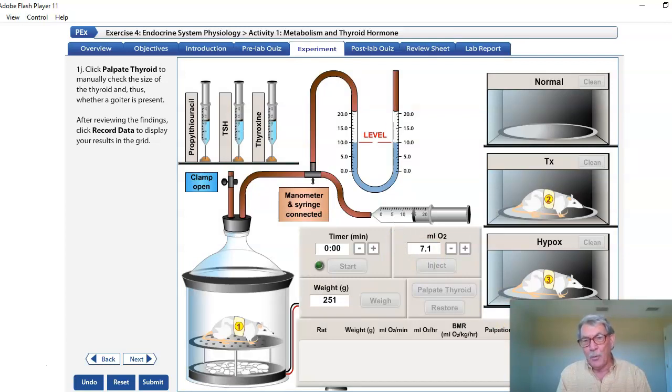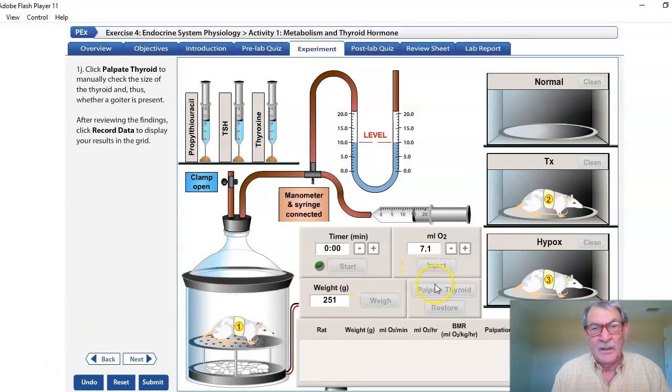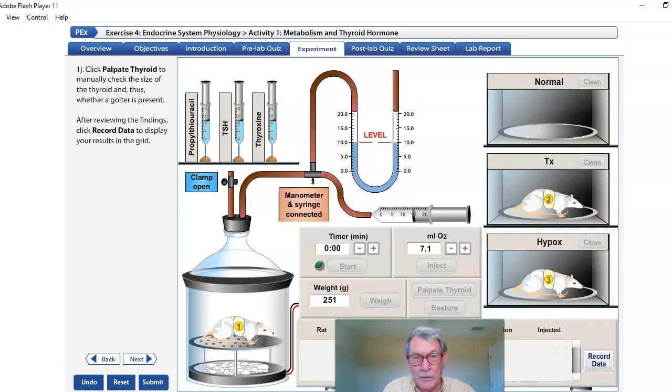Now over here, I have to click record data. Okay, click record data. Why won't it do it? It was working before. To display results in the grid. So what went wrong here? 1697. Submit the data. Click palpate. I already did that. So it's not letting me record the data. I think it's because my little screen here is blocking it off. Could I leave that there?